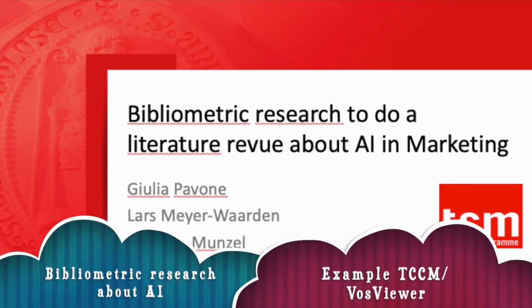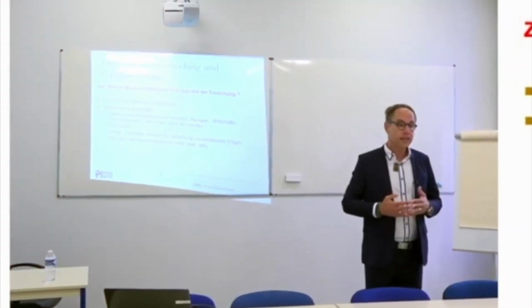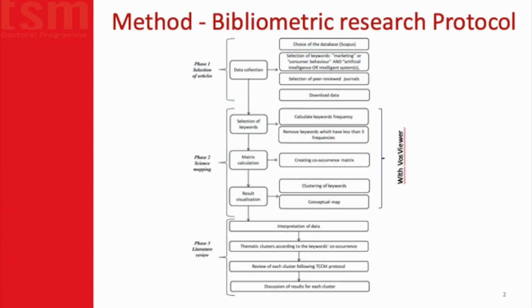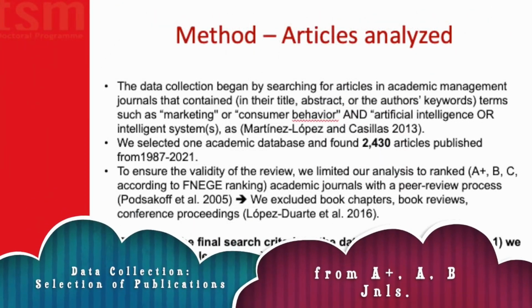We will see now an example about a bibliometric research to do a literature review. This is done in the literature about artificial intelligence in marketing. We'll see in detail now the different phases. The first step is the data collection.